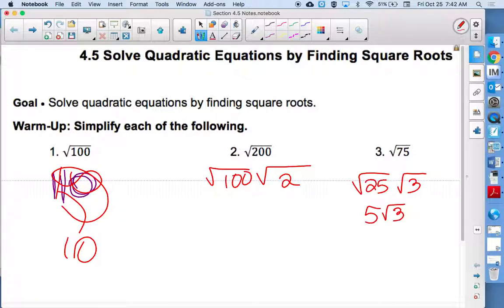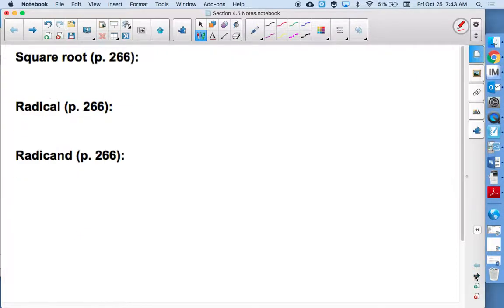You're simplifying the square root, choosing a perfect square, something that you can take the square root of, and then whatever is left over. So that piece that multiplies to be the square root of 75. There are 2 little properties on here. 3 definitions and then 2 properties.